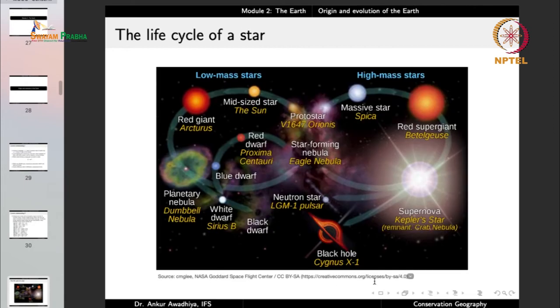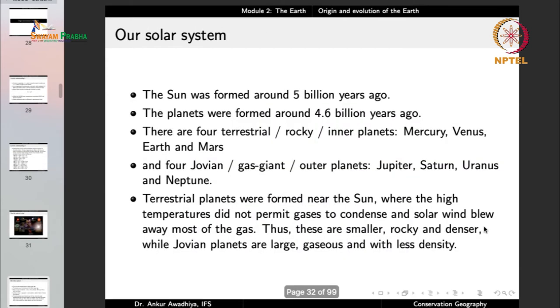And we saw that the stars are not fixed, they have a life cycle. So for example, we can observe that a star forming nebula will form a protostar, then a mid-sized star, then a red giant, then a planetary nebula, followed by a white dwarf and a black dwarf. Or if the stars are more massive, then the protostar can form the massive star, followed by red supergiant, followed by a supernova explosion. That can result in either a neutron star or a black hole, or it can release matter again for the nebula. Or we can have the cycle where there is a red dwarf that gets formed, converting into blue dwarf, into a white dwarf, into a black dwarf again. So the stars have a life cycle.